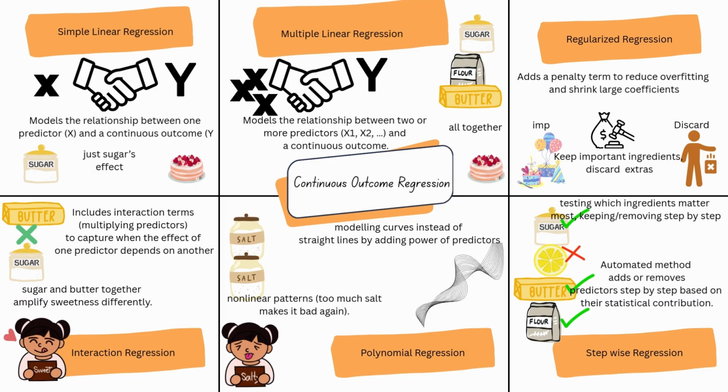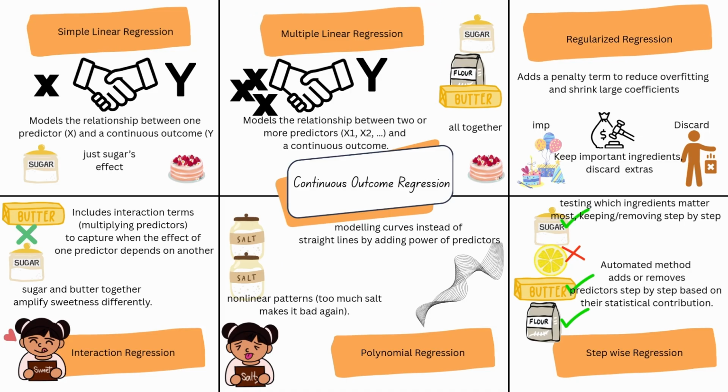Next one is multiple regression. It models the relationship between two or more predictors, that is the features, and one continuous outcome. It's like predicting the house price using square footage, number of bedrooms, and neighborhood rating, and so on.